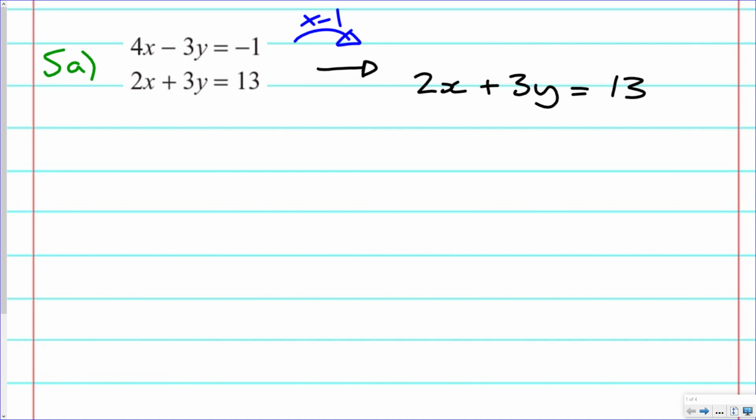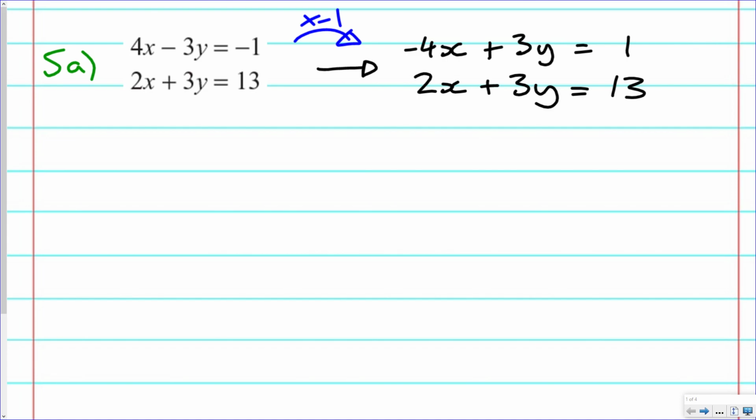So just write that in. When I multiply the top by -1, I'm now going to get -4x plus 3y equals 1. What I've done is 4 times -1 is -4, -3 times -1 is +3, -1 times -1 is 1. And now we see that the y's are identical, the coefficients. So now that they are identical, we can eliminate the y's through subtraction.